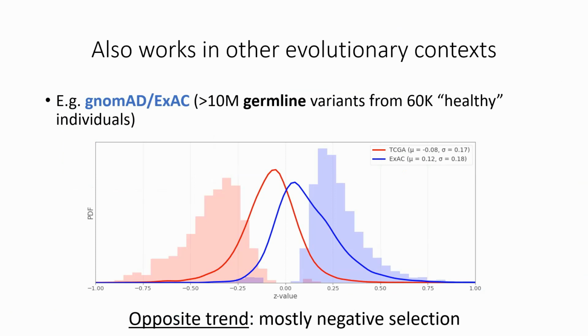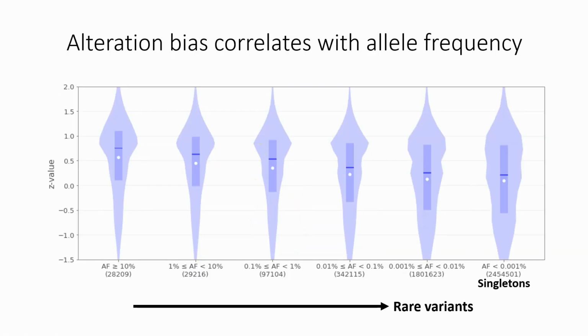It's also worth saying that you can use Fabric in other evolutionary contexts as well. So for example, if instead of cancer you feed it with germline variants from the human population, you will actually observe the exact opposite trend. So here in red you can see cancer genes, which are mostly dominated by positive selection, as opposed to standard variants from the human population, which are dominated by negative selection. And as expected, this also correlates with allele frequency. So for example, for common variants, we see that they tend more to negative selection.